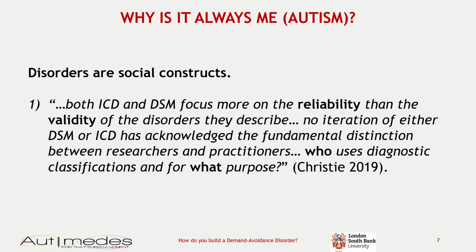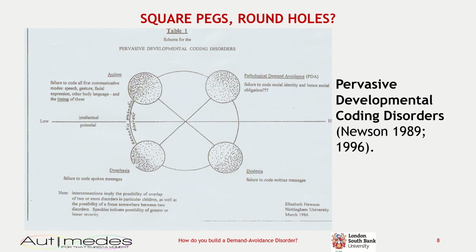And I keep going back to this point. You can literally make diagnostic groupings out of thin air, and I'll use an example. This is a diagram from Elizabeth Newton, from the first kind of work on PDA. This is the diagnostic grouping she used to put PDA in. You can see PDA is put here.